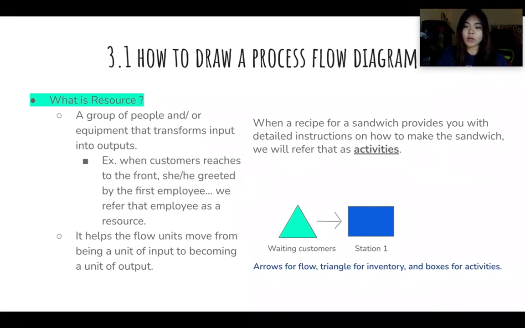A term referred to as activities is when a recipe of a sandwich provides you a detailed instruction on how to make the sandwich. It is called activities. This figure here shows that this rectangle box is the resources in the flow diagram, this arrow is the flow, and this triangle is the inventory.